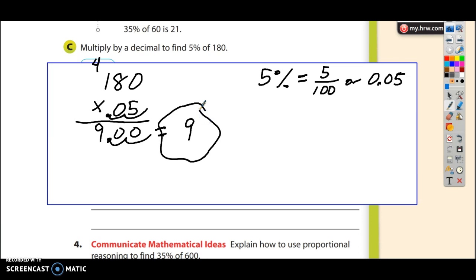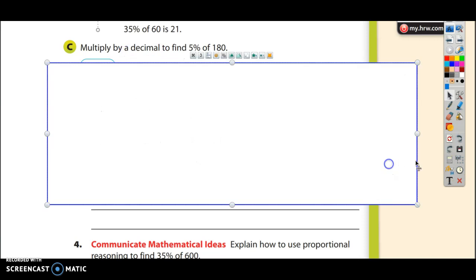Now that method right there is the one I'm going to use more often than not. I'll use proportional reasoning, or I'll multiply by a decimal. So the steps are to take this number and change it into a decimal, which is 0.05. If you're wondering why, it's because 5% is 5 hundredths, and 5 hundredths is a 5 in the hundredths place. Then you multiply that by the whole number. Whatever the whole number is, you multiply by the decimal, and you get your answer. The answer is 9. All right, let's move on.